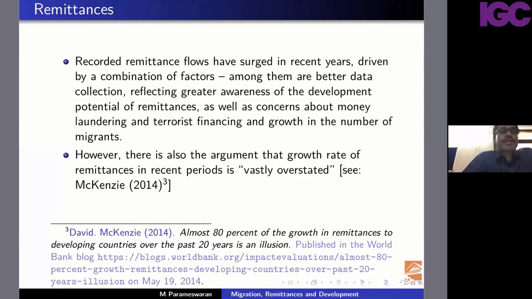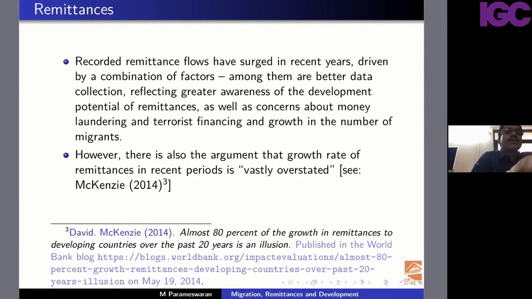Therefore, in this one, there are also opinions which have different views. For example, McKinsey 2014, a World Bank working paper, says that during the last two decades the increase in the remittances is vastly overstated. But when we go through the literature on the estimation of remittances, what you can see is that in a large number of countries this is reasonably accurately estimated. But in some poor countries where a lot of restrictions are there, the remittances are getting into the country through channels which the statistical agencies cannot capture. So this is the remittances story.